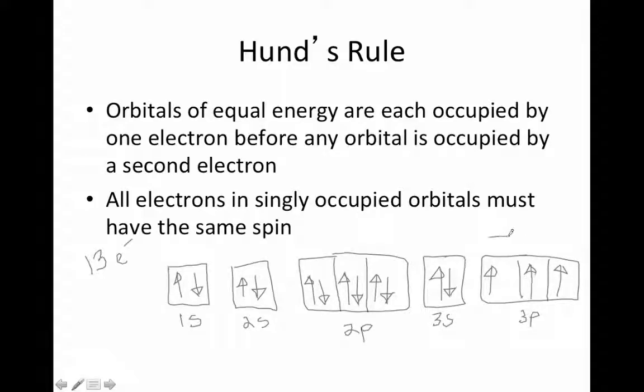So a way that this rule could be broken is one of 2 ways. I could draw an electron in each orbital, but not having the same spin. Or if I have 3 orbitals on a sublevel, I could pair them up before, even though there's a room available, I paired it up. So this would be breaking Hund's rule.